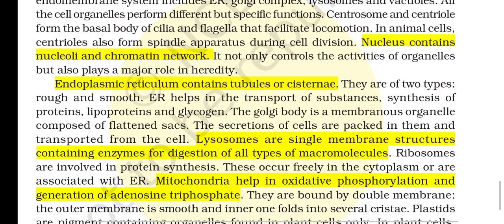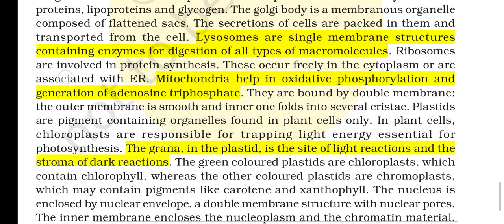Endoplasmic reticulum contains tubules or cisternae. They are of two types, rough and smooth. Helps in the transport of substances, synthesis of proteins, lipoproteins, and glycogen. The Golgi body is a membranous organelle composed of flattened sacs. The secretions of cells are packed in them and transported from the cell. Lysosomes are single membrane structures containing enzymes for digestion of all types of macromolecules.